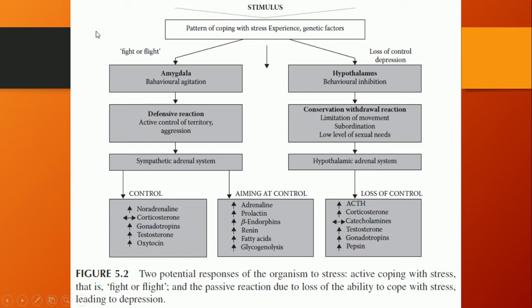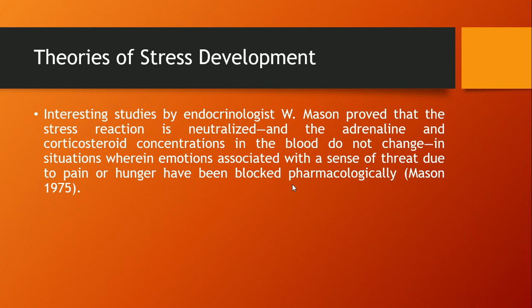So again, as you've learned in your previous lesson, the body should not always be stressed because it has harmful effects on our body, especially these hormones that are secreted and will be flowing in our bloodstream. Okay, interesting studies by endocrinologist W. Mason proved that the stress reaction is neutralized and the adrenaline and corticosteroid concentrations in the blood do not change in situations wherein emotions associated with a sense of threat due to pain or hunger have been blocked pharmacologically.